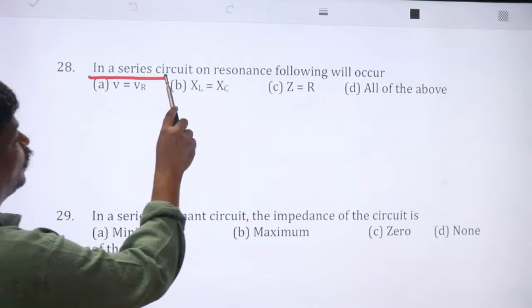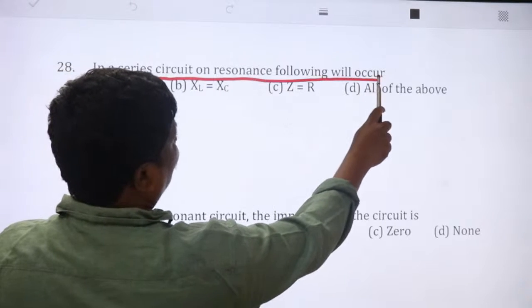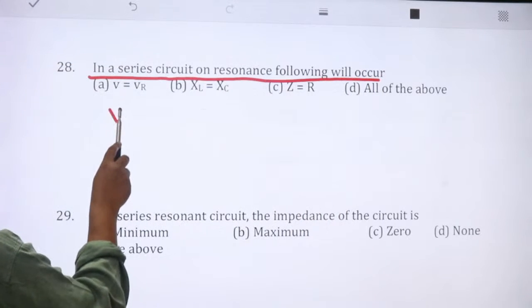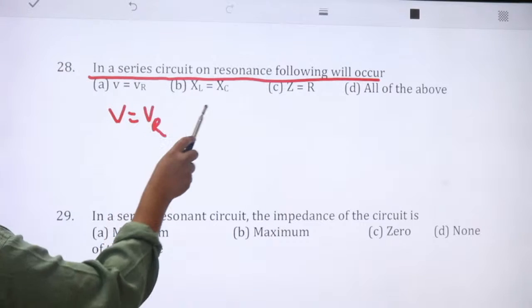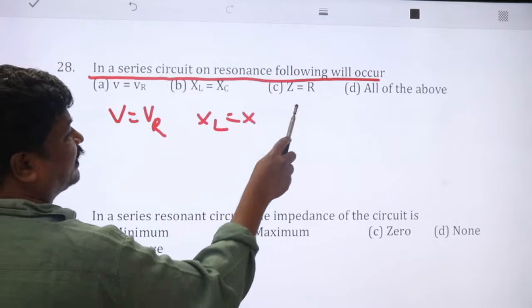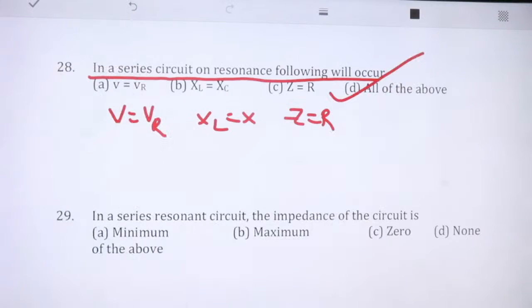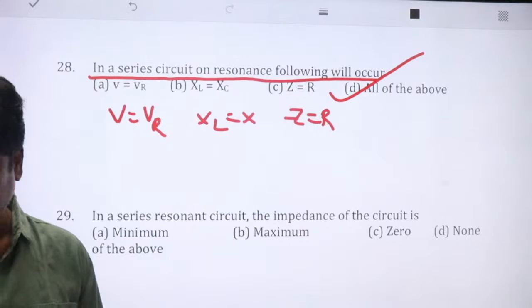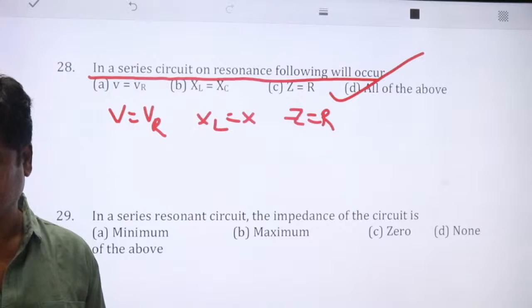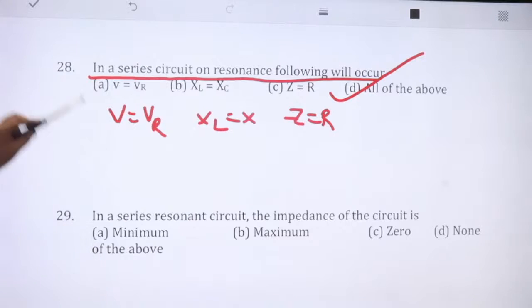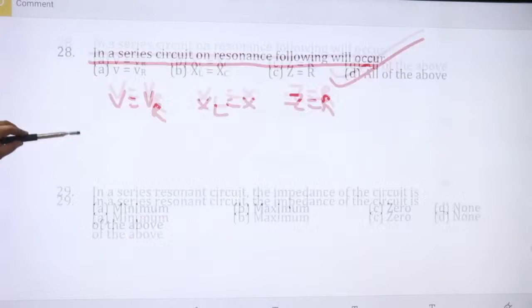In a series circuit at resonance, the following occurs. V is equal to VR, XL is equal to XC, Z is equal to R. All the conditions are satisfied. All of the above is the right answer. That is series resonance. Right? Next question.